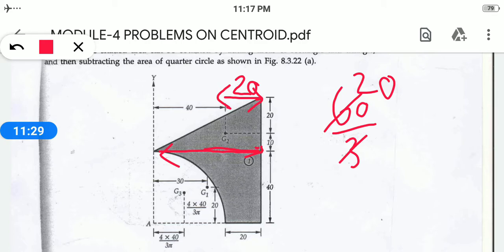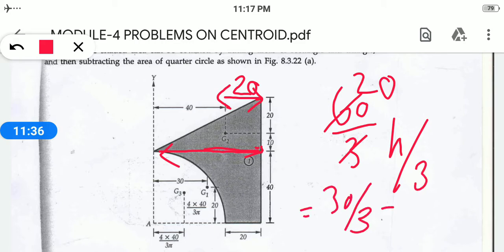Same like the height will be h divided by 3. What is your h distance? 30 divided by 3, which is equal to 10. So that 10 we have to mark from the bottom towards up, that is 10. So the remaining will give you the 30 minus 10 is 20.